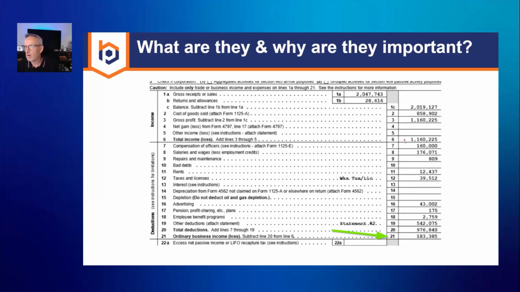Now, did the business owner make $1 million? No, because they had payroll. They had their own salaries. They had payroll. They had repairs and maintenance. They had rents. They had taxes. You can just go right on down. And at the end, they netted $183,385. So this business made $183,385.